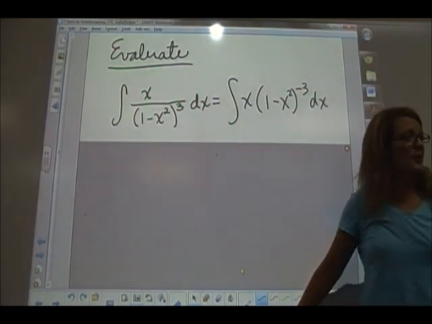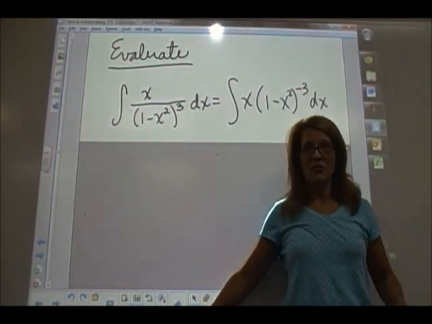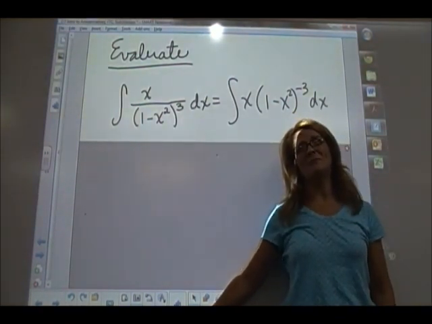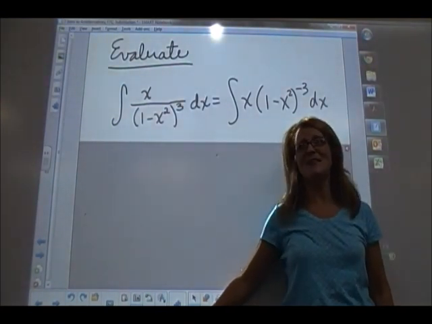Hey, you know what y'all are doing? You're talking yourself out of using algebra. Multiply it out. Really? You really want me to multiply it out? I don't. Please don't make me multiply 1 minus x squared times itself 3 times.